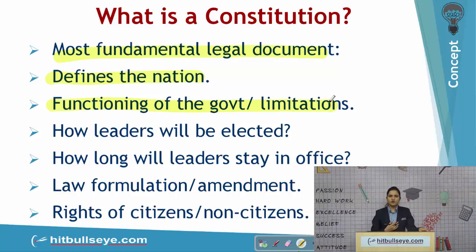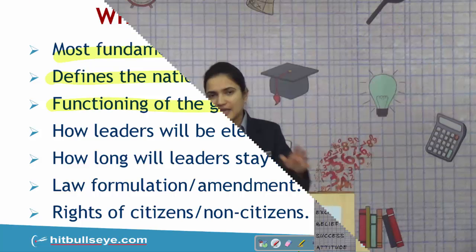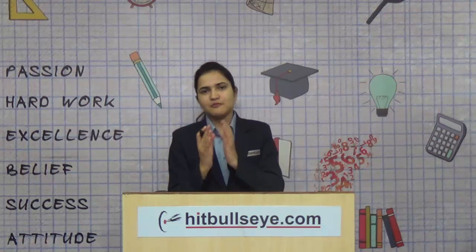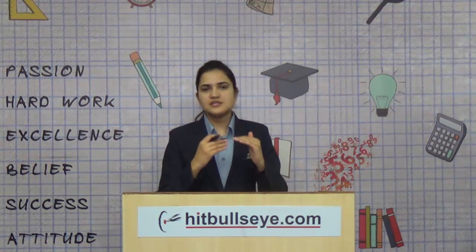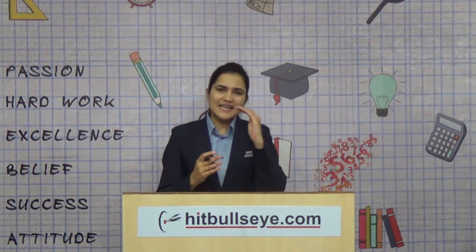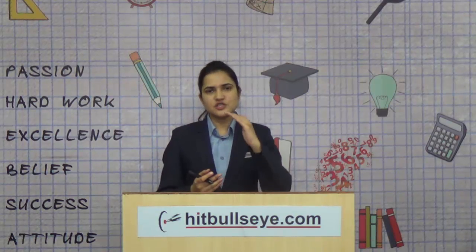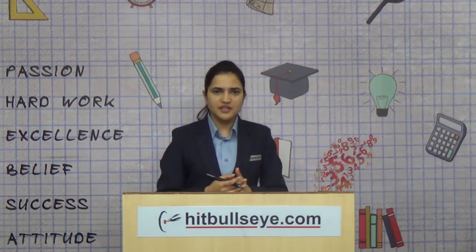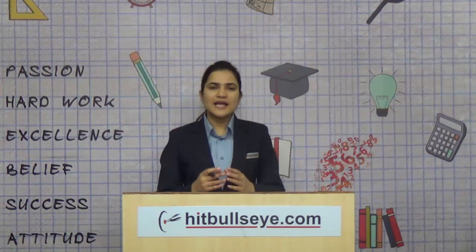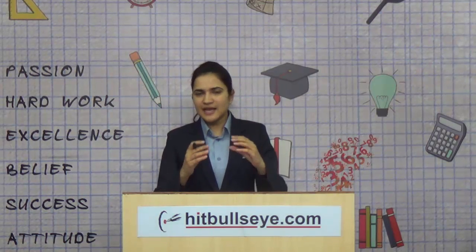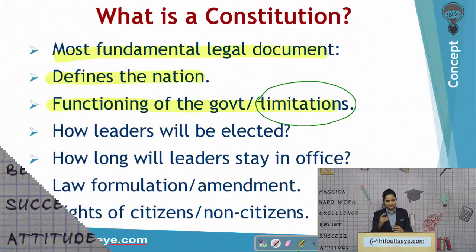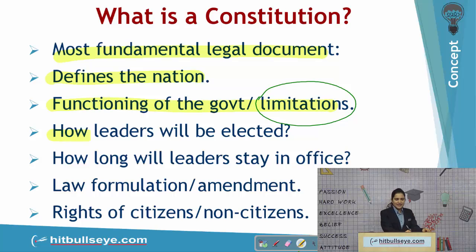Then it will also tell us how the various government agencies are supposed to function, what are going to be their powers, what are going to be their privileges, and at the same time it also tells us what are going to be the limitations if certain organs have been given various powers and functions and privileges. The constitution has also put certain limitations on their working so that they never supersede their area of jurisdiction.